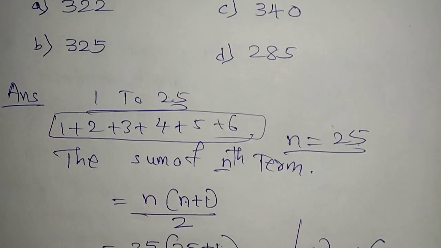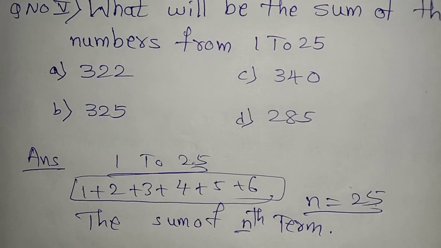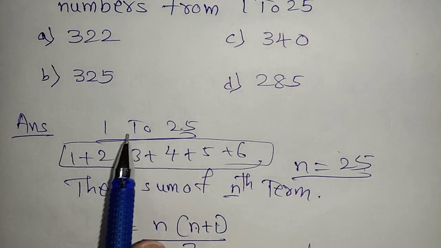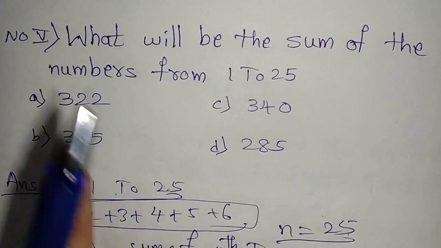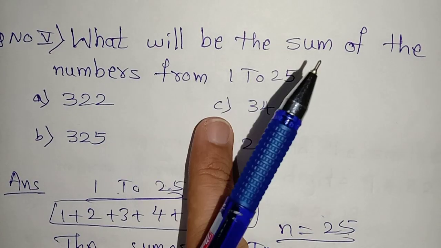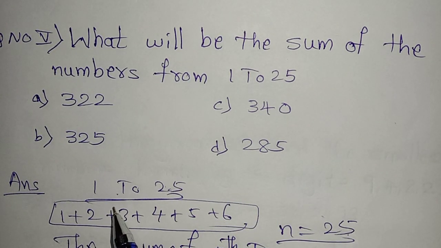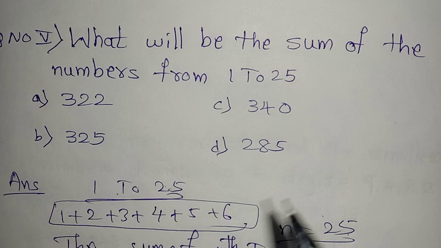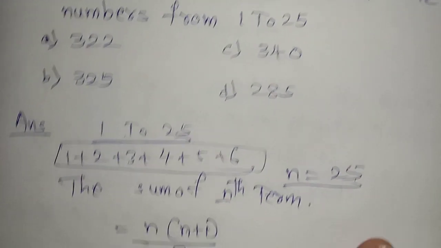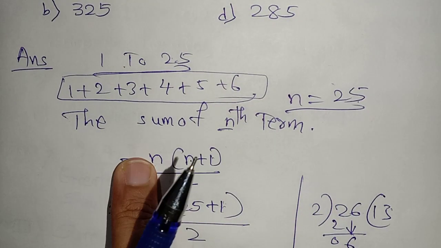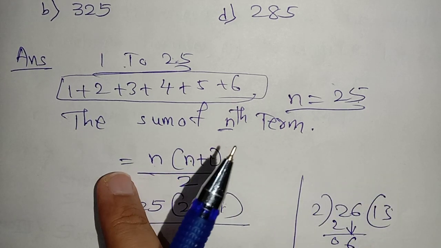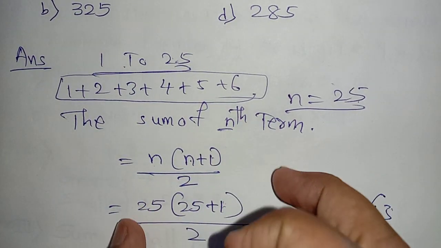I hope you have understood this one. One more time I will explain. Here 1 to 25, because the question is what will be the sum of the numbers from 1 to 25. You do not need to write 1 plus 2 plus 3 up to 25. It's a long process. So we have to use this formula, n into bracket n plus 1 divided by 2. Remember this formula.